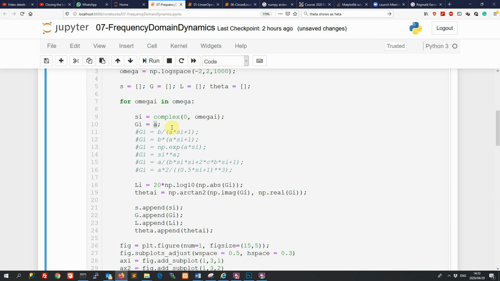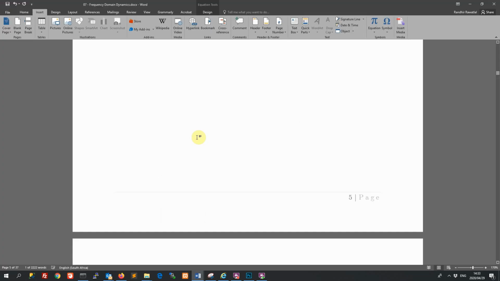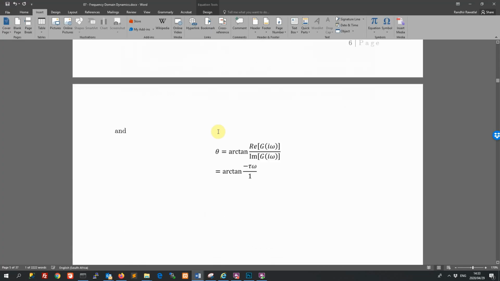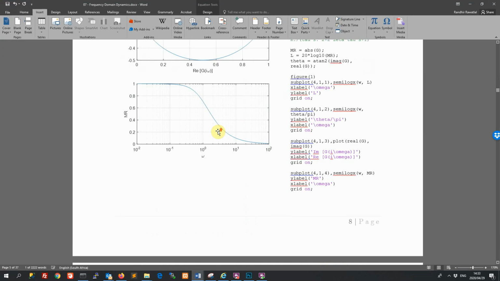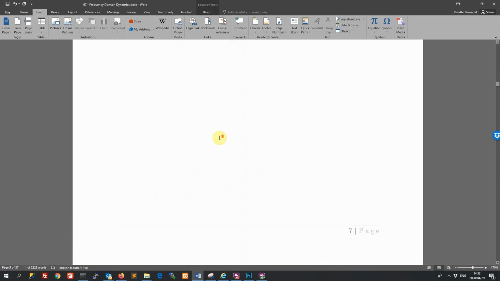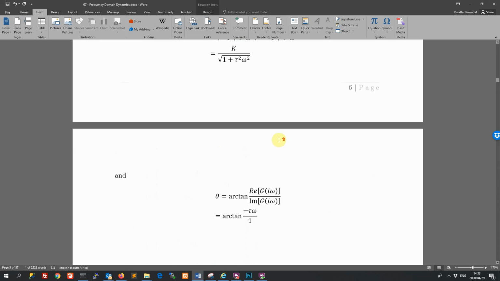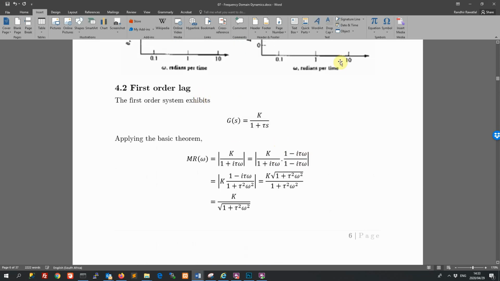Let's look at a slightly more interesting function. So now we have B over A s plus 1. That's our first order response, right? So we are looking here. Let's space this out a bit.